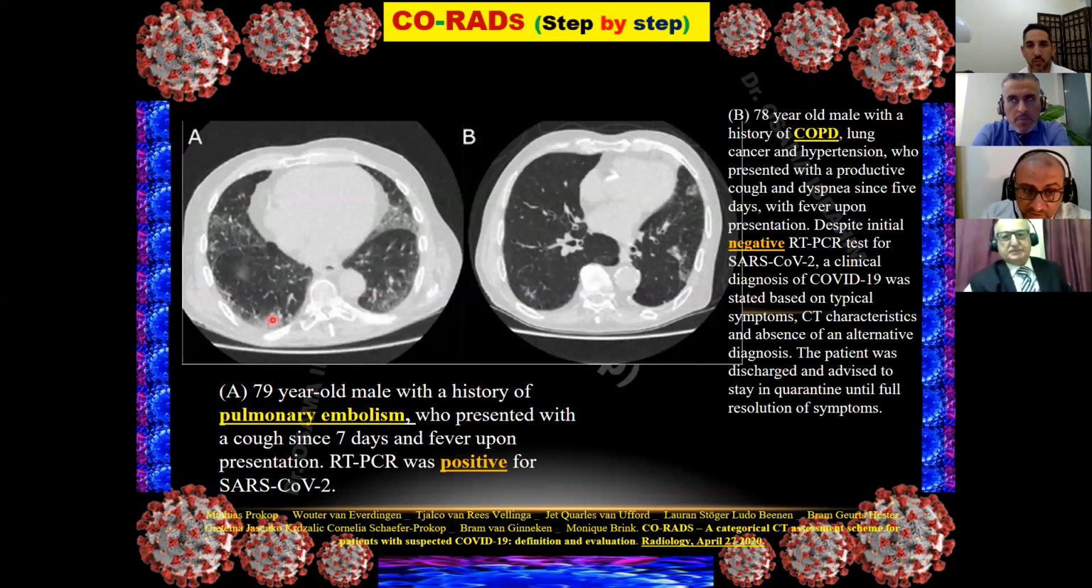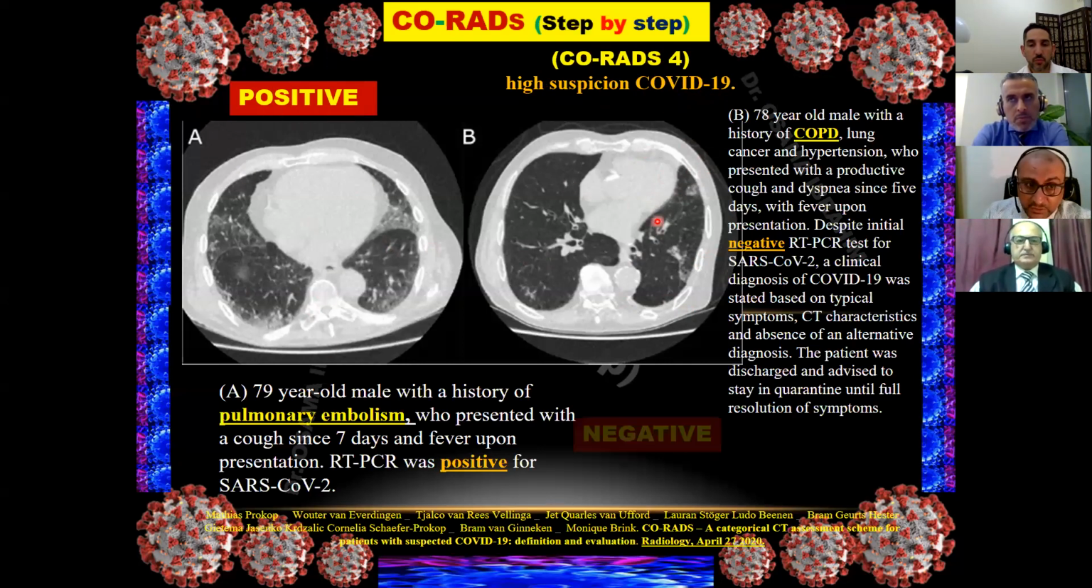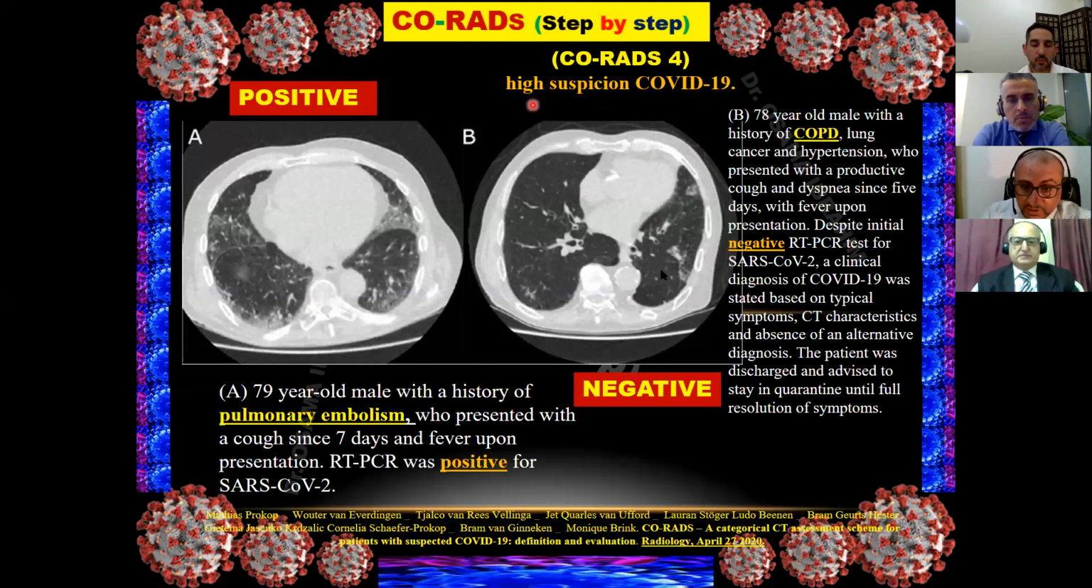However, because this patient has pulmonary embolism, it is diagnosed as CO-RADS 4 because there is underlying lung disease. And the other patient also has lung cancer and hypertension. So the features of CO-RADS 5 when put in the underlying lung disease, it's considered as CO-RADS 4, which meaning a high suspected COVID-19. Actually, RT-PCR confirmed the diagnosis of COVID-19 in the first one and was negative for the other one, but the CO-RADS is high suspected in both.